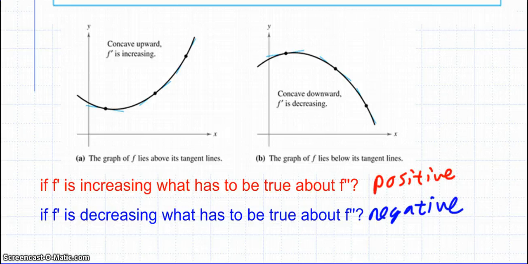Alright, so if f prime is increasing, then the second derivative has to be positive. And think about what that means, because the second derivative is actually the first derivative of the first derivative. And we know the relationship between a function and its first derivative is that if the function is increasing, then the derivative is positive. If the function is decreasing, then the derivative is negative. So that should hopefully make sense that if the second derivative is positive, then the first derivative is increasing. If the second derivative is negative, the first derivative is decreasing.